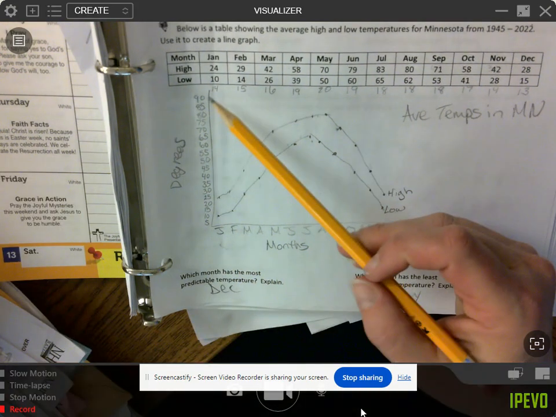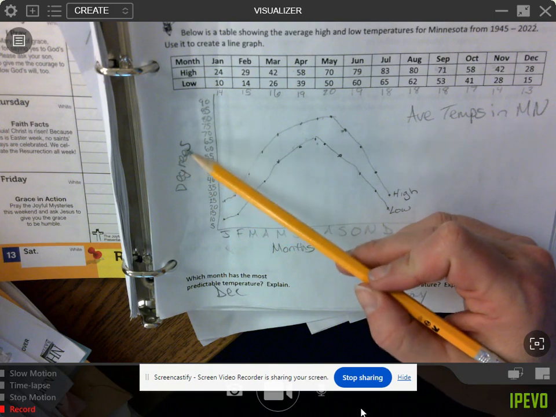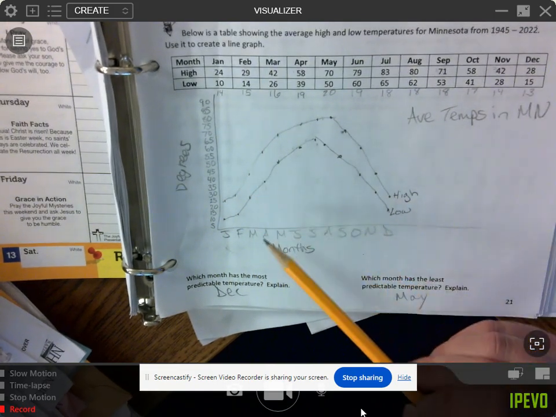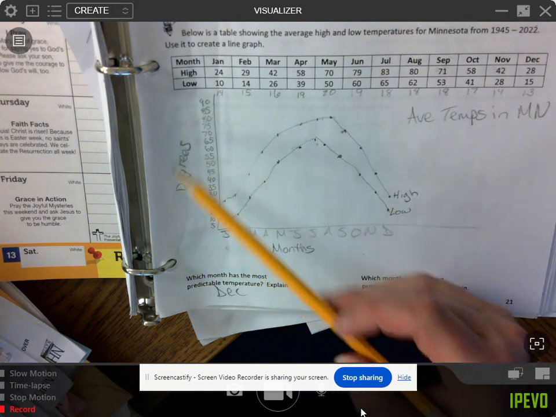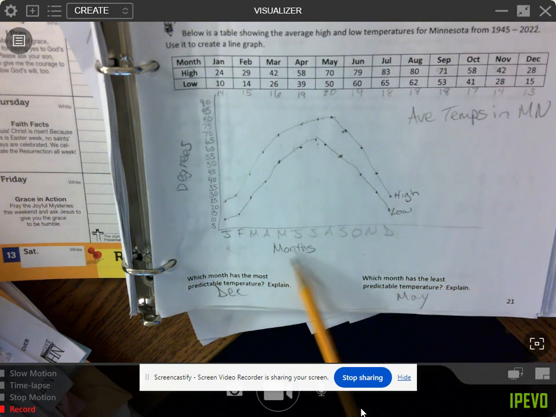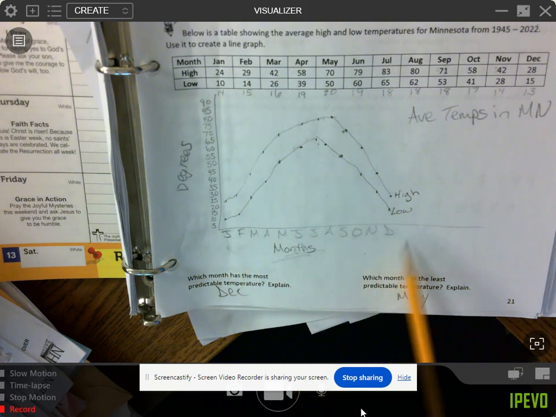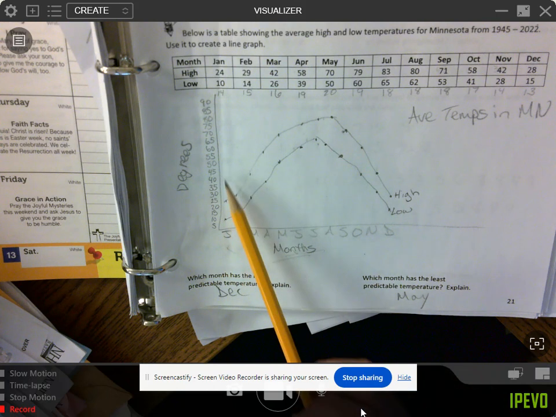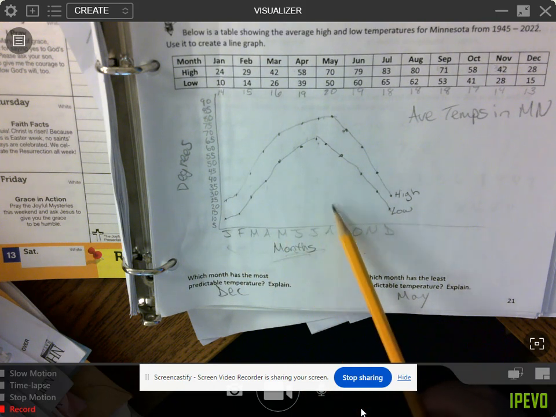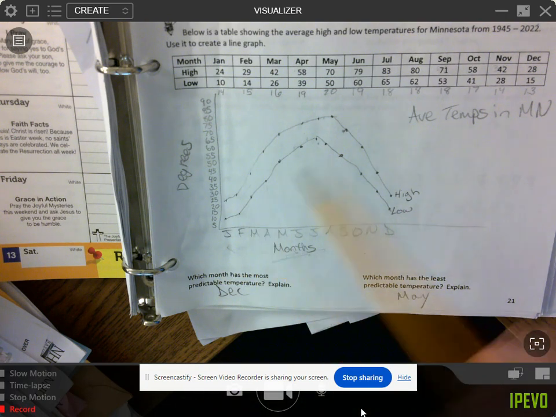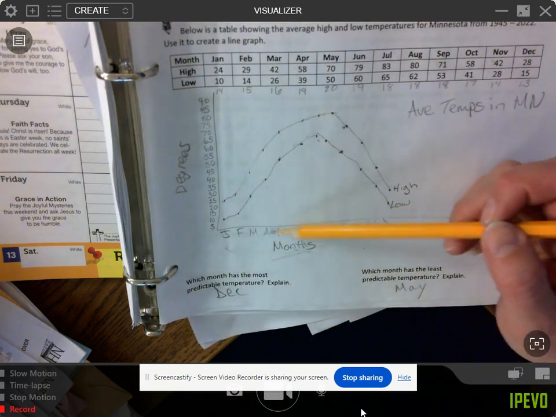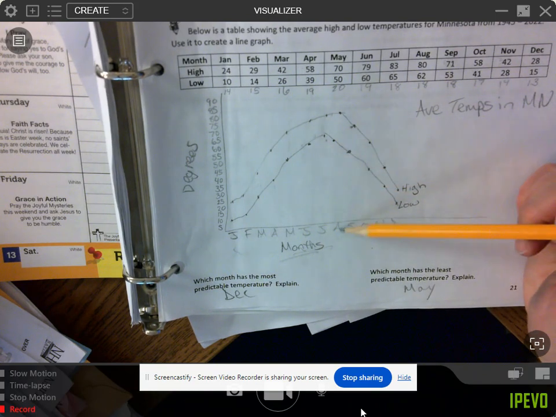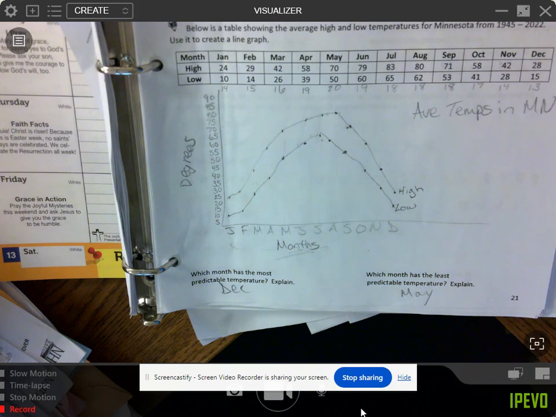You should have your numbers going up with degrees, the temperature degrees. On the bottom, you should have your label for months with the months written out. And then remember, some of us were just squishing it all super close together and not putting our points above every month that's supposed to go above. So remember, we talked about that. Each month we should see 2 points above it, so we know what was the high and what was the low.